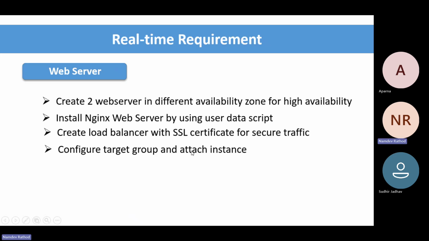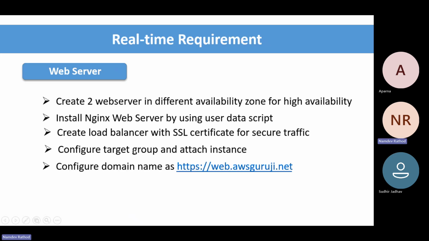Then this is one of the requirements which we can try to configure. Let's say we can configure the web server, installing the Nginx web server by using the user data script, then creating the load balancer with the SSL certificate, configure target group and attach instance. So basically it's a simple web server setup where we are creating two web servers in different availability zones, not a single one. Okay.